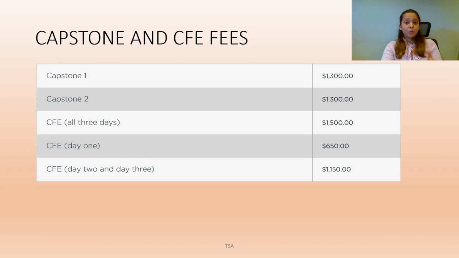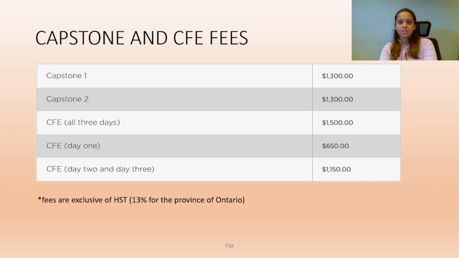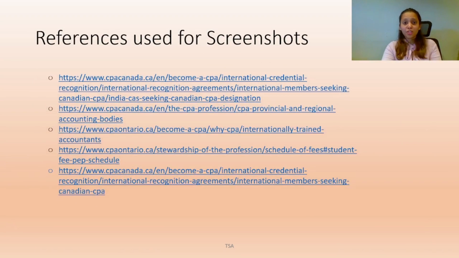But in order to obtain your designation and to clear the Common Final Examination, you will have to clear all the 3 days of the CFE. And these fees are exclusive of HST, so you have to add 13% in order to calculate the total fees for CPA Ontario. And these fees are as of July this year, so they may increase at a later date. I will link all the website references in the description box below, so you may just refer to them.